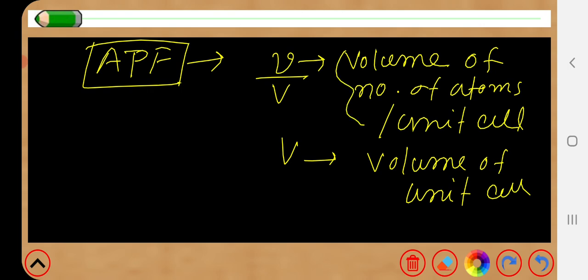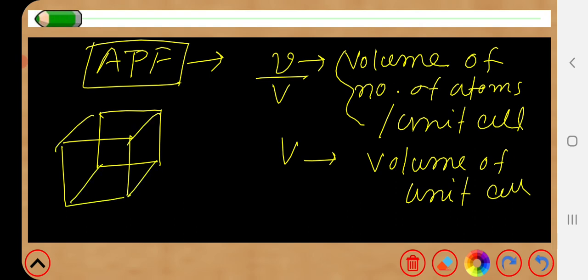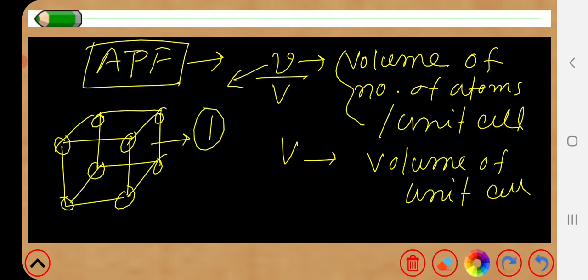स्मॉल v का मतलब क्या होता है? देखो कि इफ वी टेक द सिंपल क्यूबिक स्ट्रक्चर, ठीक है, 8 कॉर्नर्स में 8 एटम्स है. सो स्मॉल v इज द वॉल्यूम ऑफ नंबर ऑफ एटम्स पर यूनिट सेल. तो सिंपल क्यूबिक स्ट्रक्चर के लिए नंबर ऑफ एटम्स ओनली 1 होता है. सो फॉर सिंपल क्यूबिक स्ट्रक्चर नंबर ऑफ लैटिस पॉइंट्स और नंबर ऑफ एटम्स पर यूनिट सेल इज ओनली 1.